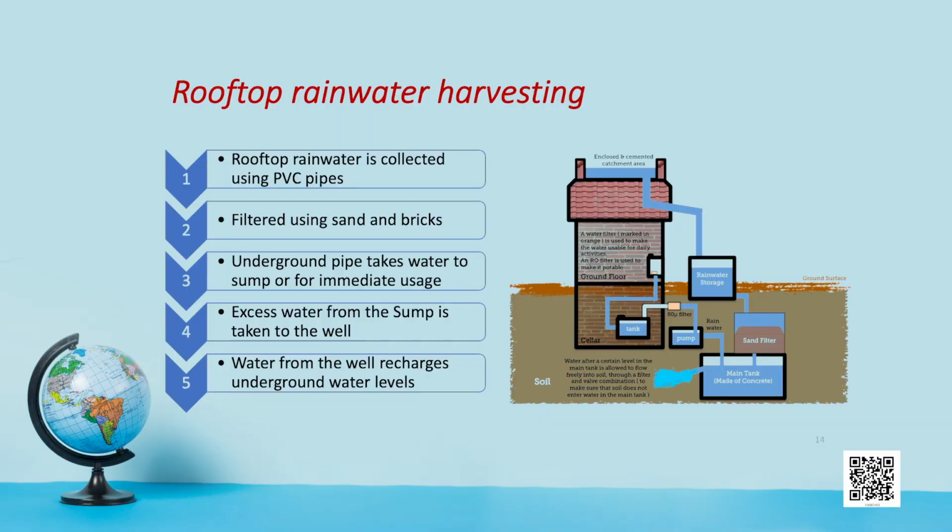Let's look at this image, which explains how rooftop rainwater harvesting is typically done today. In the image, you can see the first step is rooftop rainwater is collected using PVC pipes, filtered using sand and bricks. An underground pipe takes water to the sump or for immediate usage. Excess water from the sump is taken to the well. Water from the well recharges underground water levels.